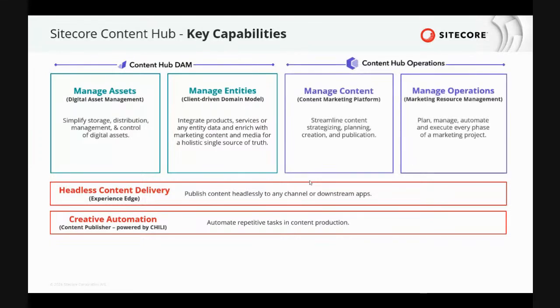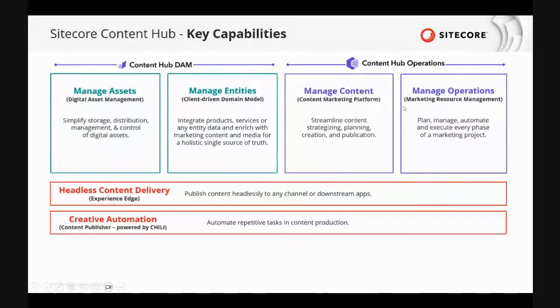And next to these foundational layers, we have our Content Hub Operations capabilities, which is basically the ability to manage content and manage our operations as a whole. What I mean by manage content is that you can streamline your content strategizing, planning, the creation of structured content as well as unstructured content, anything that is meaningful to your marketing organization, as well as the publication onto your channels. All this is done through headless content delivery through Experience Edge.